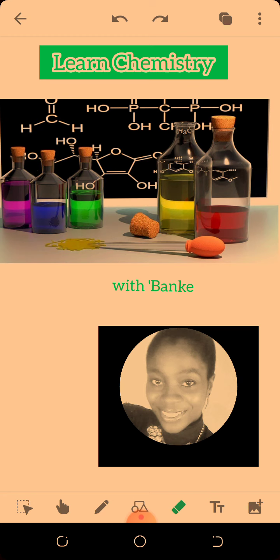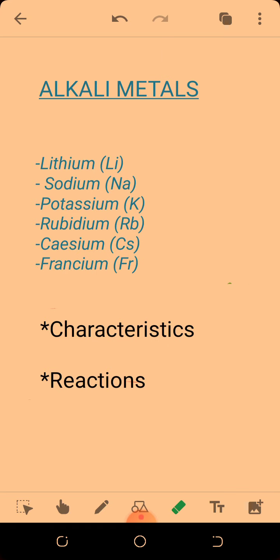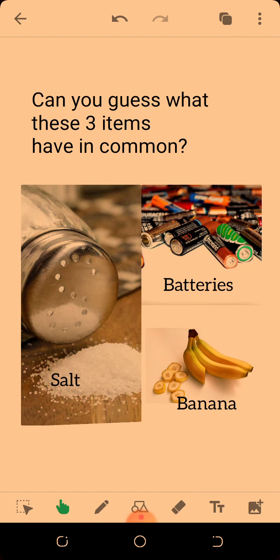Today you will learn about a very special group of elements known as alkali metals. In the last class, we talked about families of elements, and families of elements share similar characteristics and chemical behavior. Today, you will learn about these alkali metals, the characteristics, and the reactions that they undergo. Now, look at these three items. Can you guess what they all have in common?